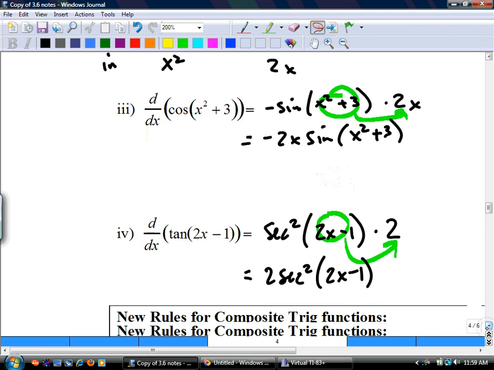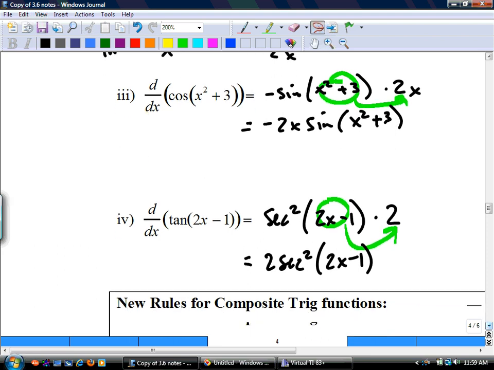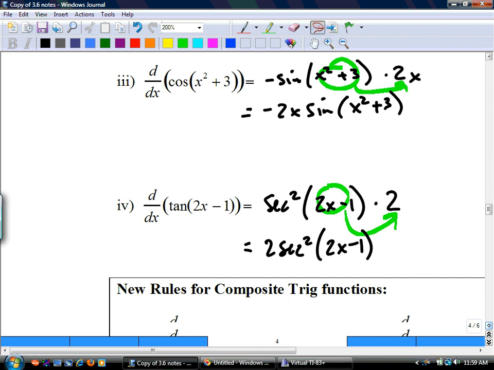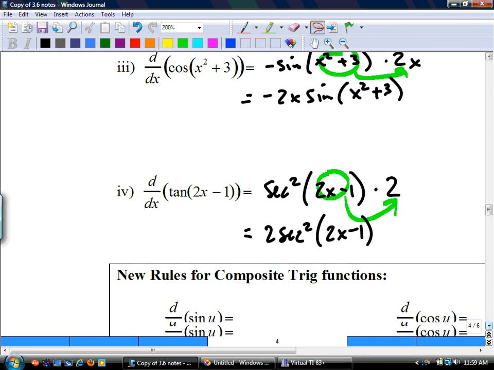Okay. We're not in Kansas anymore. New rules for composite trig functions. If you really want more rules, here's some more rules. The derivative of sine is cos, and then the derivative of the inside is u prime. We've already been doing these. The derivative of the outside is cos. The derivative of the inside is u prime.